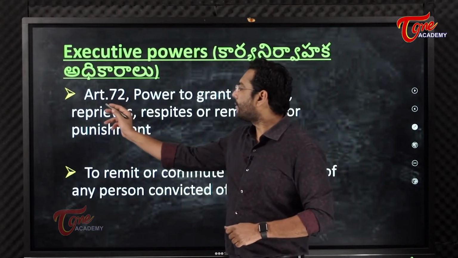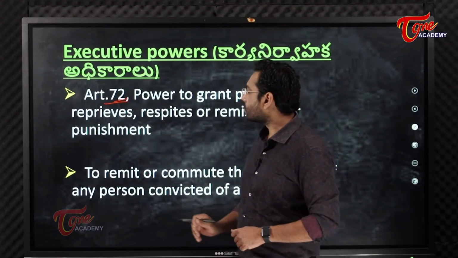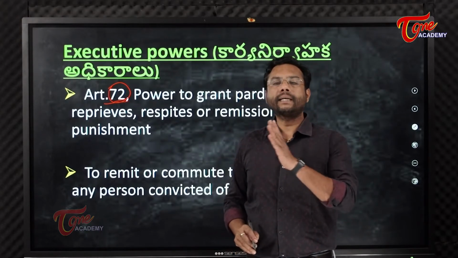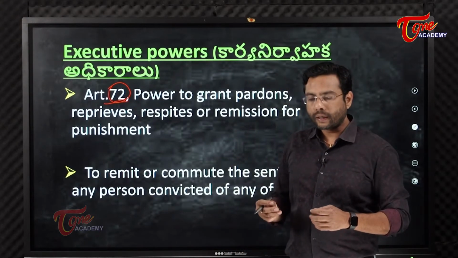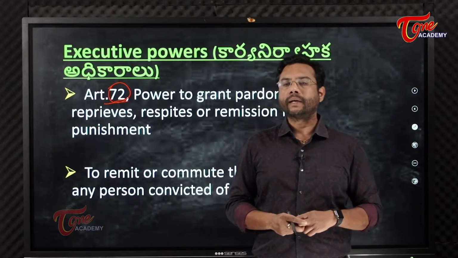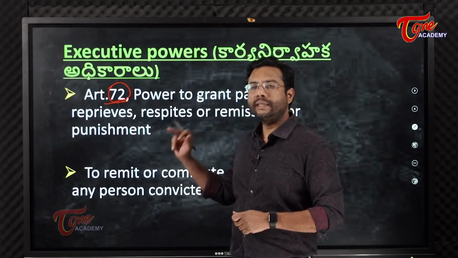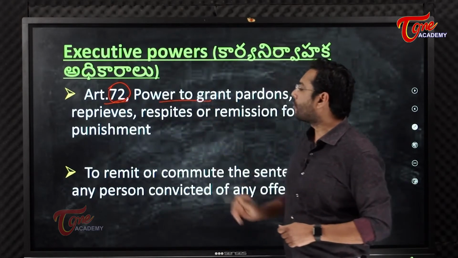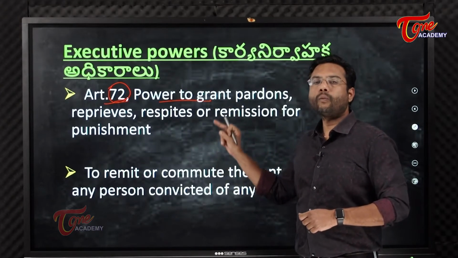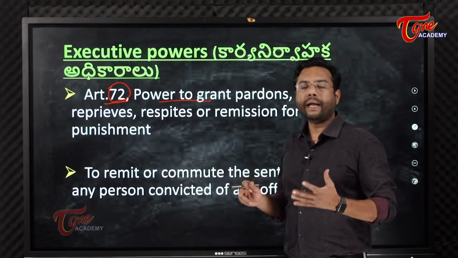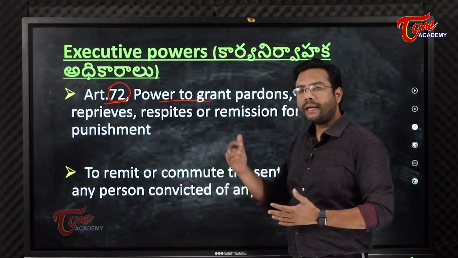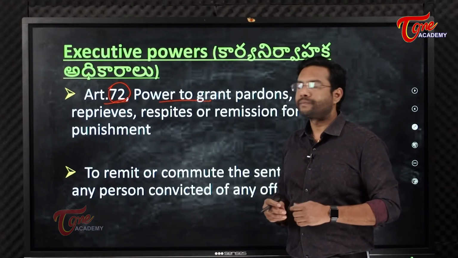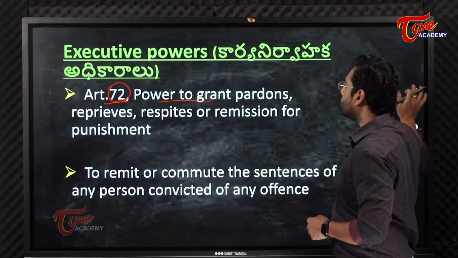So Article 72 is important because the president can grant pardon, reprieves, or decrease the punishment. This is also one of the executive functions. This we would be studying again in the judicial powers of the president. We would be going into detail about what pardon is, what reprieve is, what respite and remission are. These are the things where the punishment could be moderated or decreased. So this we would be studying in judicial powers.